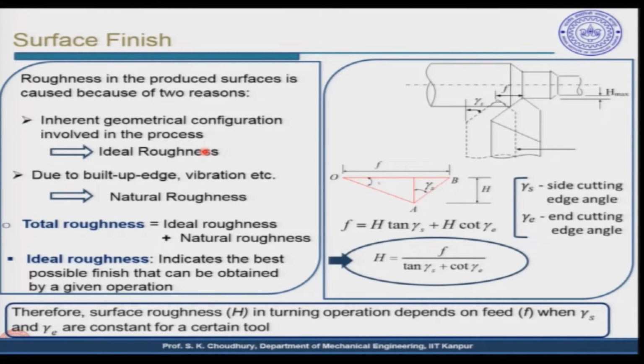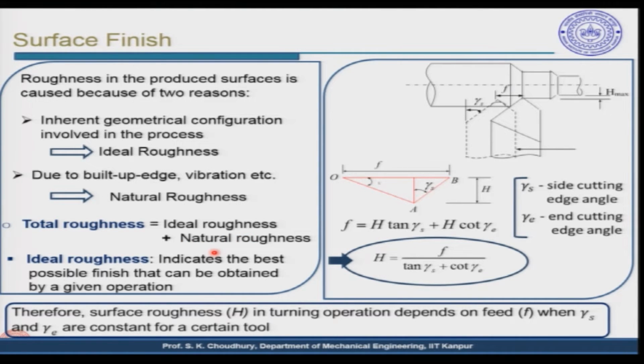So, the roughness produced because of the inherent geometrical configuration in the process will be known as the ideal roughness. The second reason is built up edge formation, vibration, etc., over which, as you understand, we have control. We can reduce the built up edge formation, we can reduce the vibration, and this source of surface roughness is called the natural roughness. The total roughness will be the sum of the ideal roughness plus the natural roughness.